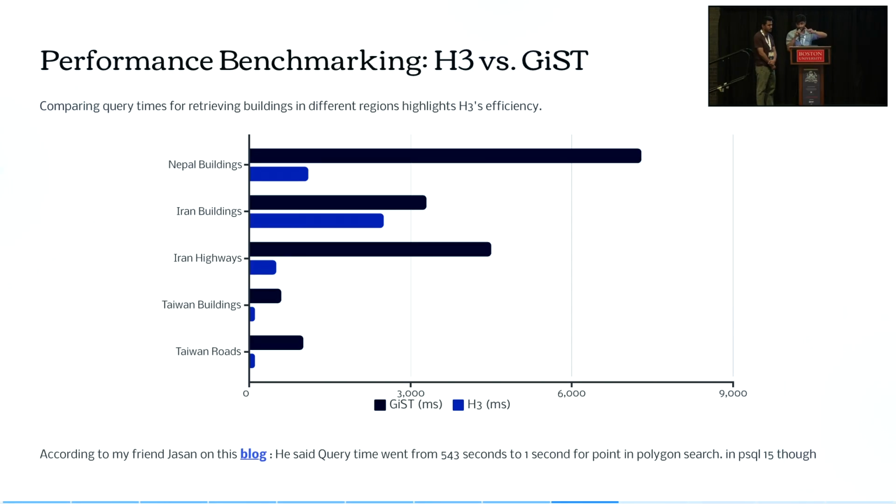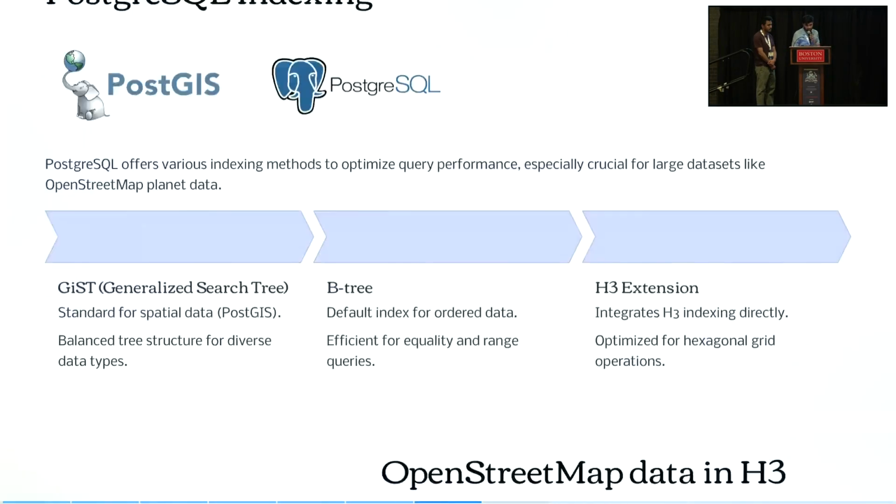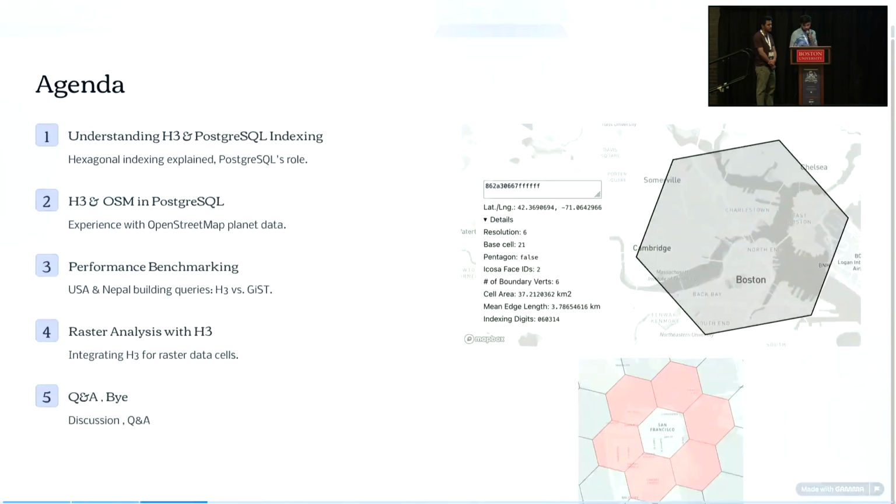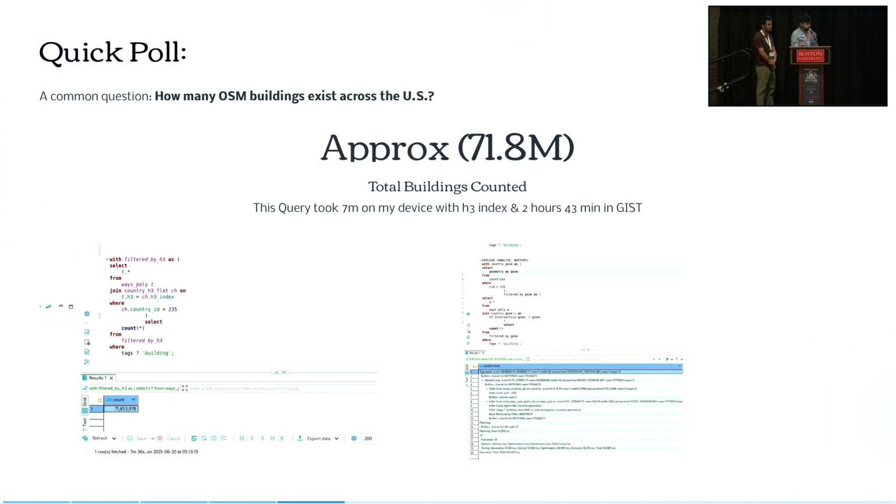But where GiST actually had an issue before was on this query. Not sure I put the right number though, but if you look at the first one, which is through the S3 indexes, it took me 7 minutes to extract those counts of the US buildings. And when I use the GiST indexes, okay, it's not there. It took me 2 hours and 43 minutes.